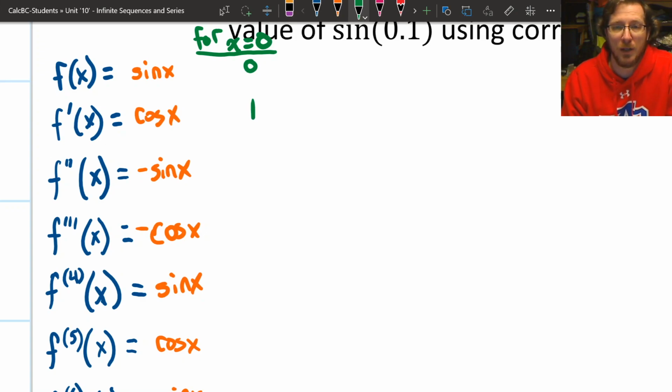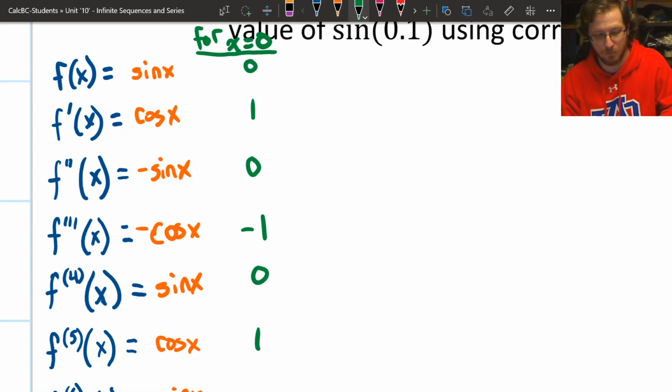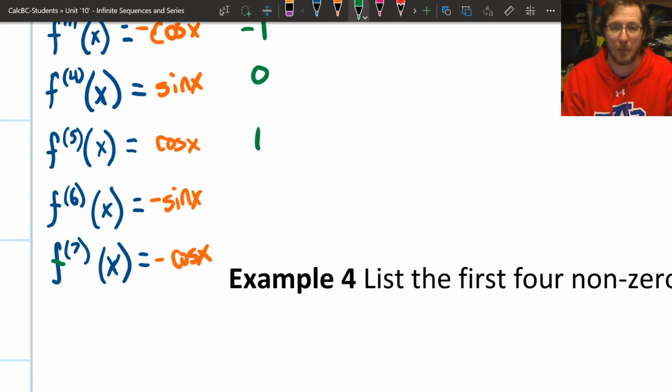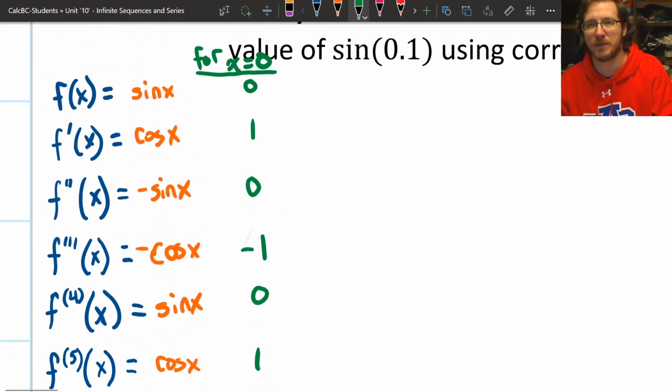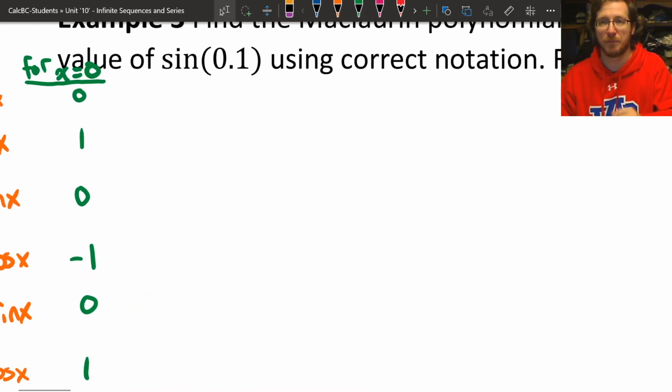Cosine of 0 is 1. The opposite of 1, 0. You see a pattern. 1. Opposite of 0 is just 0. Opposite of 1, opposite of 1. Okay, so we've got all of our derivatives there. So let's build out our p sub 7.